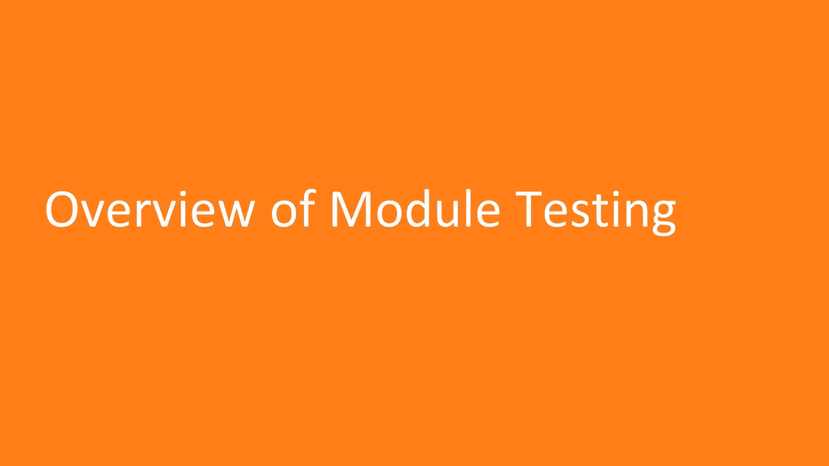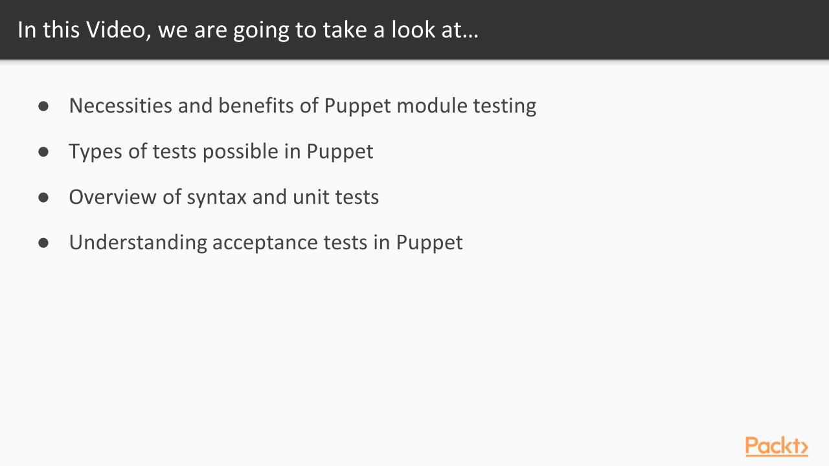In the previous video, we learned about using Hiera in Puppet. In this video, we will get an overview of module testing in Puppet. We will look at necessities and benefits of Puppet module testing, types of tests possible in Puppet, and get overviews of syntax, unit, and acceptance tests in Puppet.